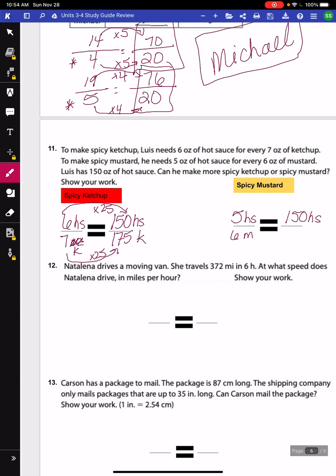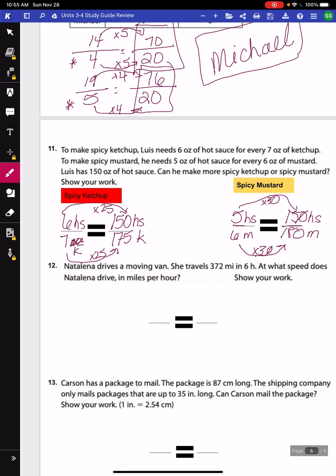Now moving on to the spicy mustard. What do I do to 5 to get 150? Well, 5 times 3 gives me 15, and then add a 0, I get 30. What do I do at the top? Got to do the bottom. 6 times 30. Well, 6 times 3 is 18. Add a 0. So I get 180 ounces of mustard.